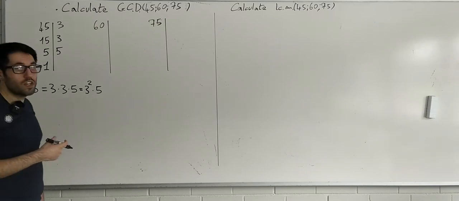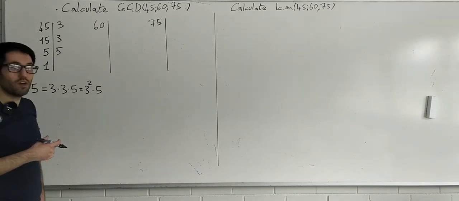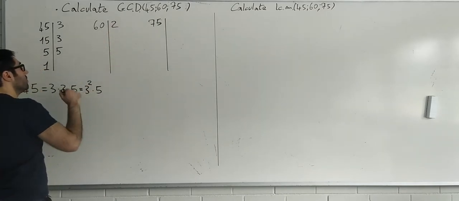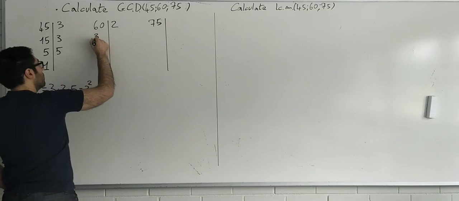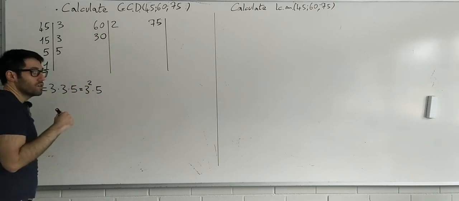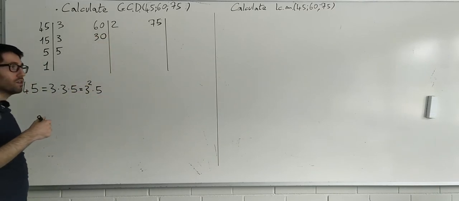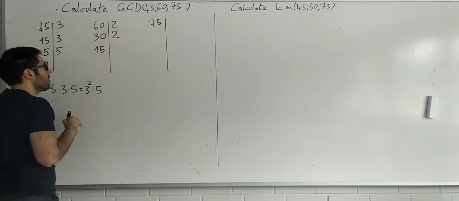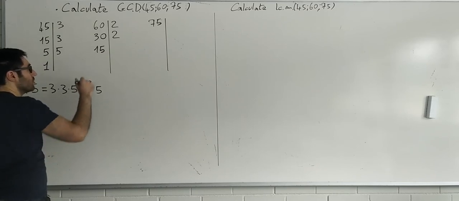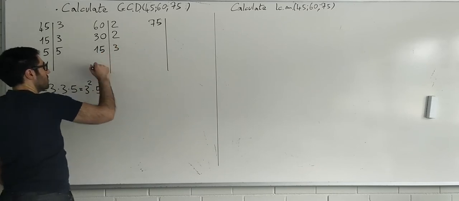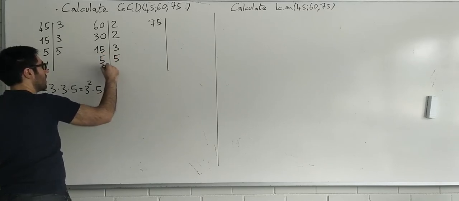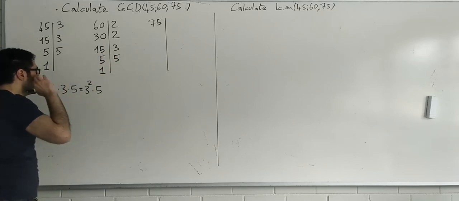60 is an even number. This time we can divide it by 2. And let's do that. 60 divided by 2 is 30. 30 is also an even number. Let's divide it by 2 again. 30 divided by 2 is 15. We're already familiar with the factorization of this number, so we divide by 3 first. The result is 5. Prime number again, 1.